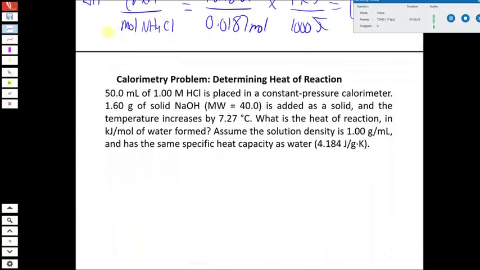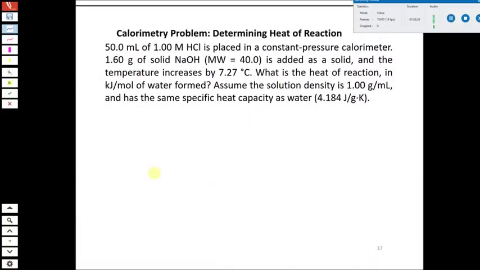All right, we can also do it for an actual reaction, in this case, an acid-base reaction. So let's say we take 50 milliliters of 1 molar HCl in a constant pressure calorimeter. We add 1.6 grams of solid NaOH, and the reaction increases by 7.27 Celsius. What is the heat of reaction in kilojoules per mole of water formed? We have, again, the same assumptions as last time about solution density, heat capacity, all that stuff. So this time we're doing an actual chemical reaction.